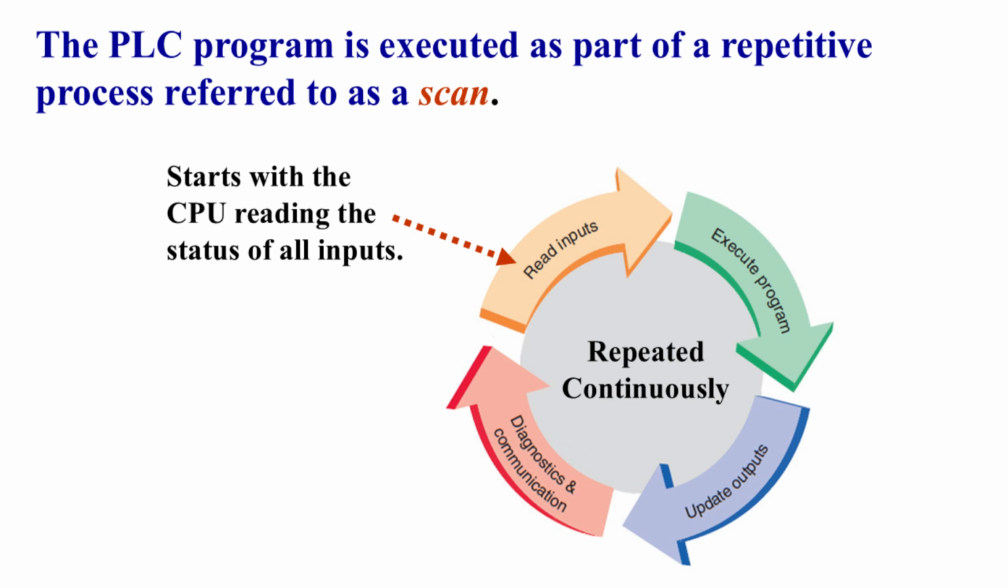Finally, the PLC performs internal checks, updates communication with programming devices or other PLCs, and gets ready for the next cycle. This cycle repeats continuously, thousands of times per second in modern PLCs. That's why PLCs can react almost instantly to changing input conditions on the factory floor. Understanding the scan is critical because it explains why timing, program order, and input-output delays matter. For example, if your sensor signal is too fast and shorter than the scan time, the PLC might miss it.